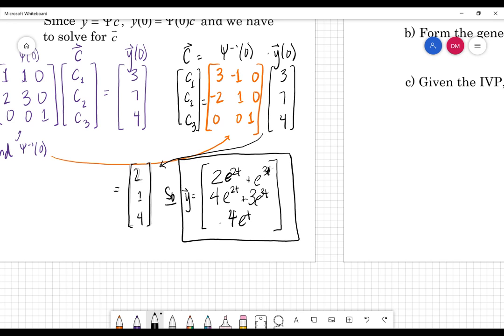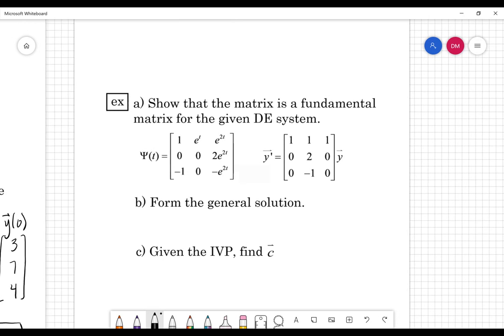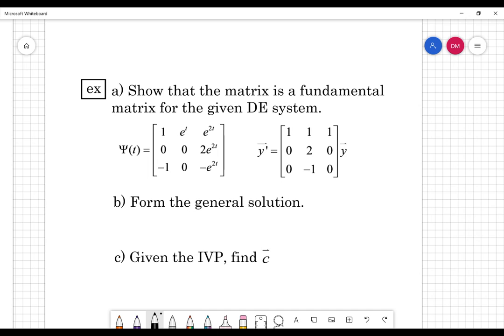So I'm going to have you pause here again for a second because I want you to try this. Part A, show that the matrix is a fundamental matrix for the given differential equation system. So this is my proposed fundamental matrix, and it has to work for this right here. We talked yesterday about substitution. We also talked about finding the determinant. I want you to do both here for part A. Pause the video and come back when you're ready.